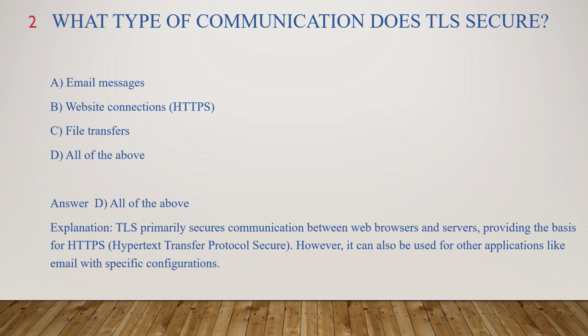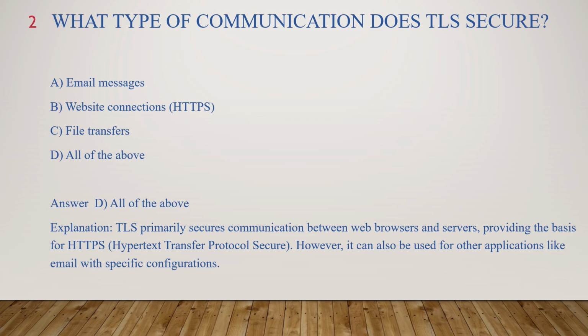Email messages. While not universally adopted, email protocols like SMTP and IMAP can be secured with TLS, encrypting the content and attachments of emails for added privacy. File transfers. Protocols like FTP can be secured with TLS to encrypt the contents of files being transferred, preventing unauthorized access or modification. Other communication channels.